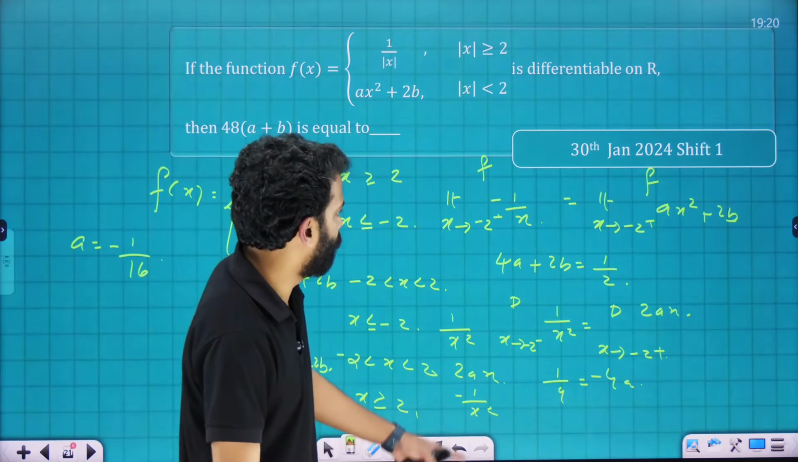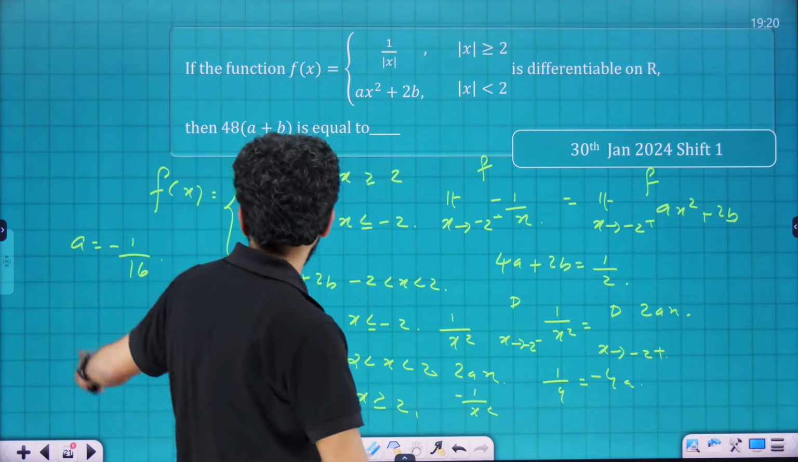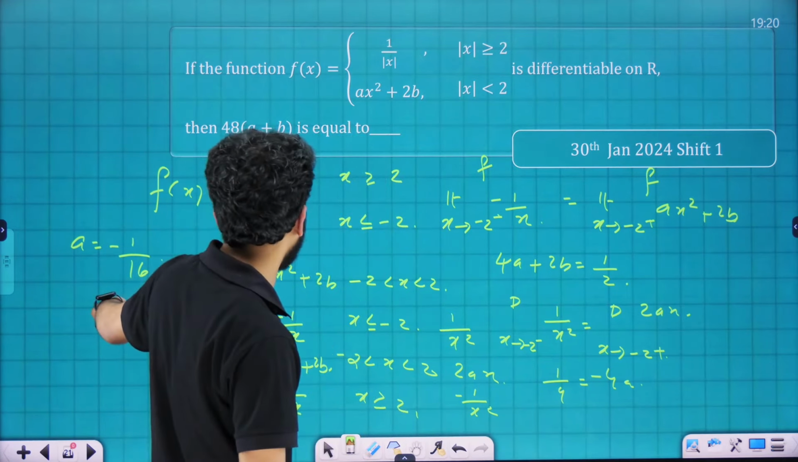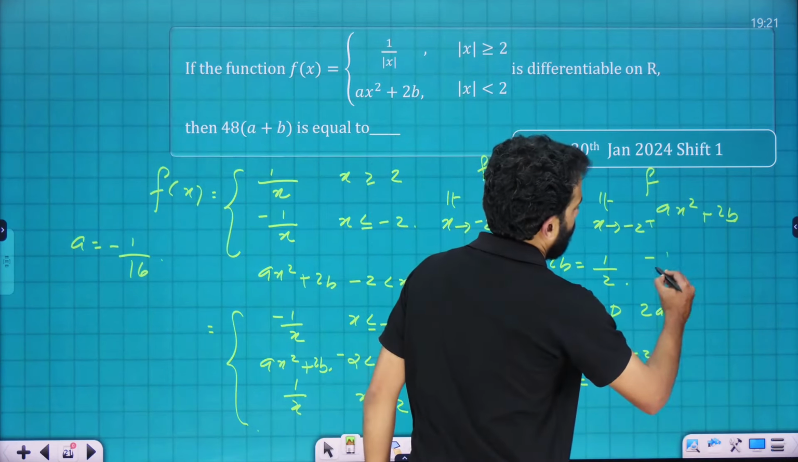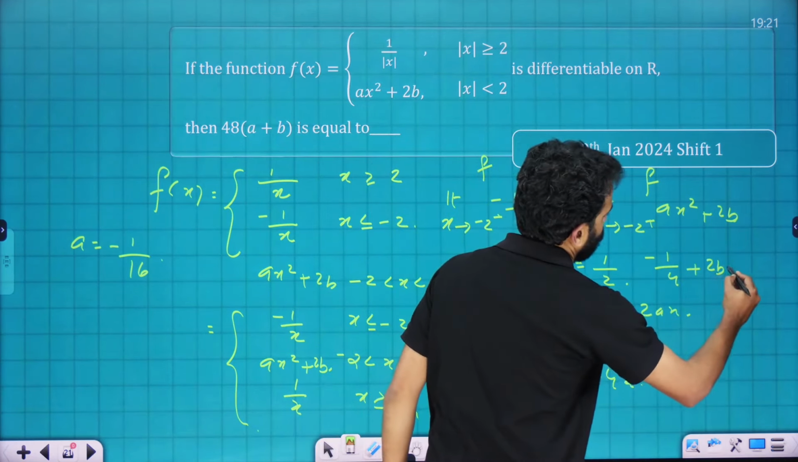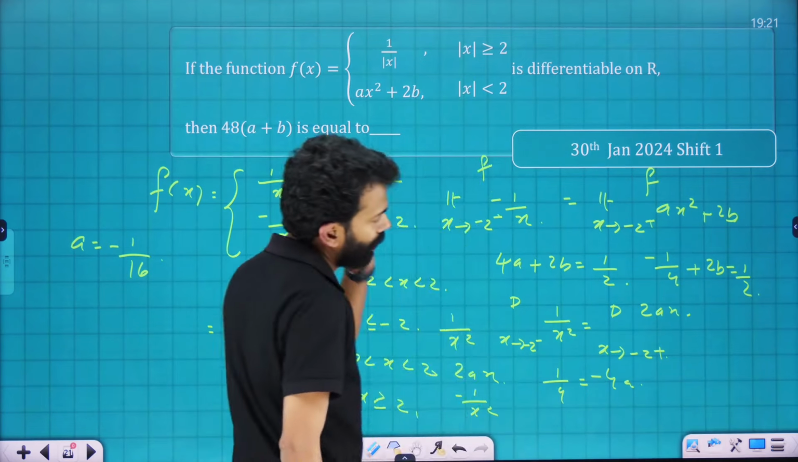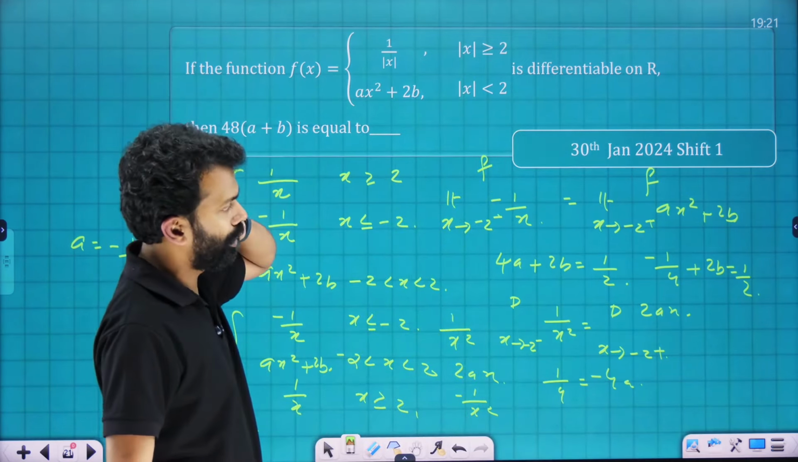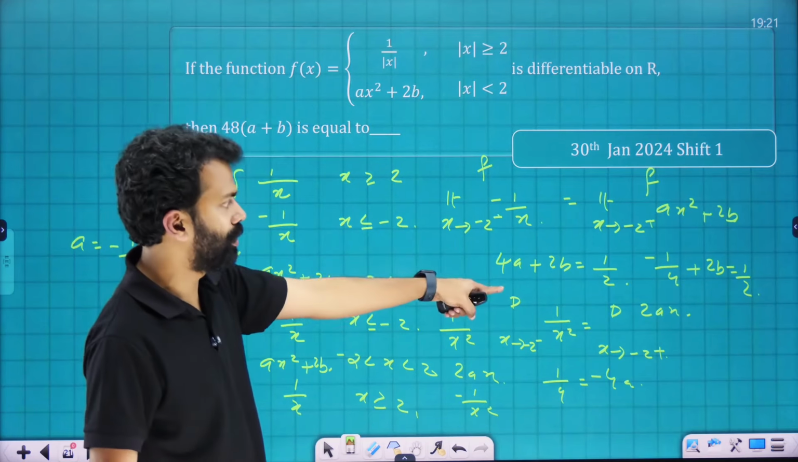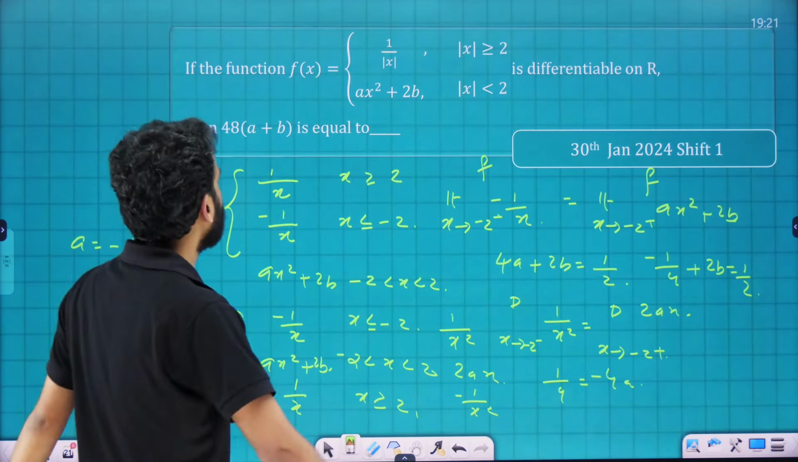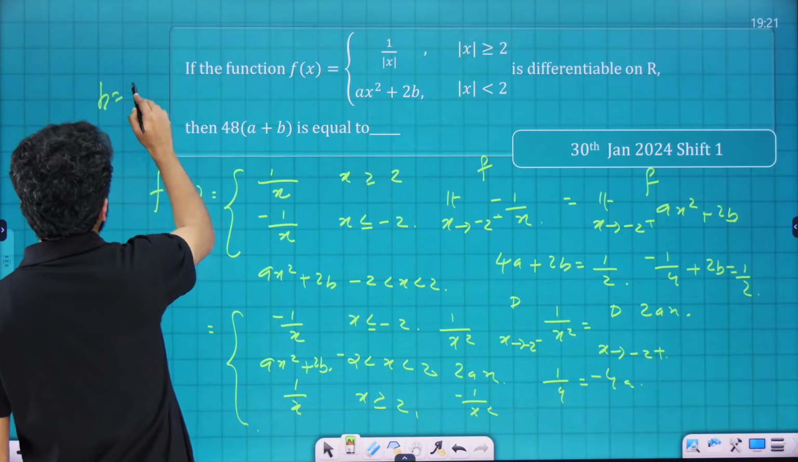And what is the value of b? If you substitute a here, you will get the value of b. Therefore, you get minus 1 by 4 plus 2b is equal to 1 by 2. Therefore, 2b is equal to 1 by 2 plus 1 by 4, that is 3 by 4. Therefore, b is equal to 3 by 8.